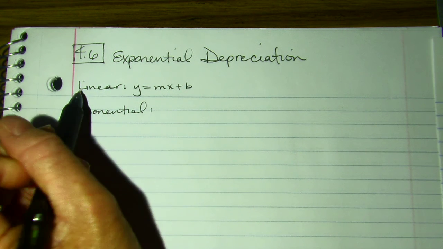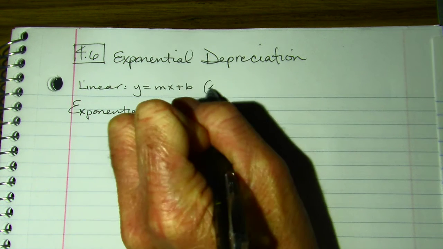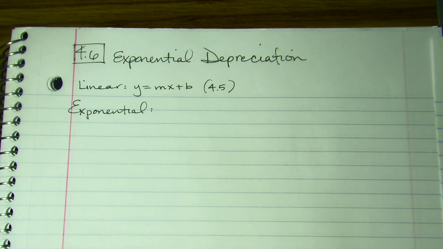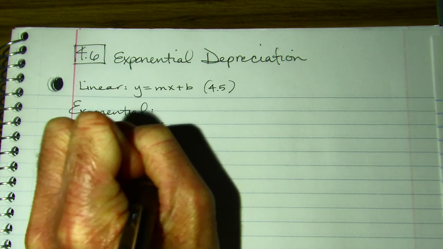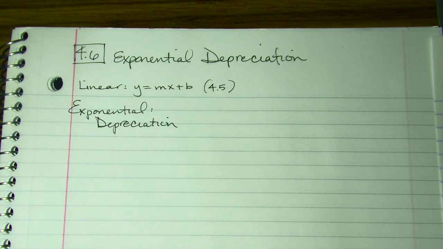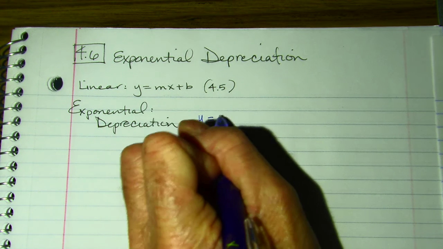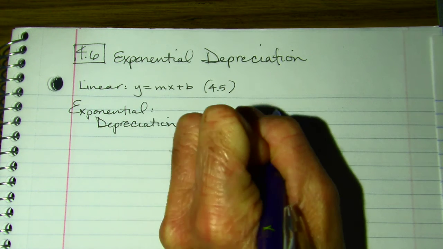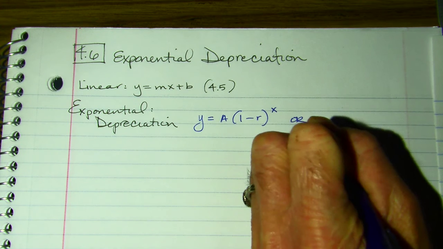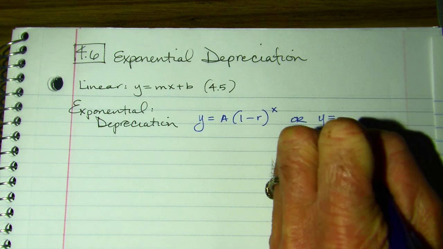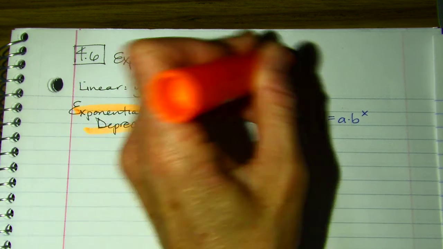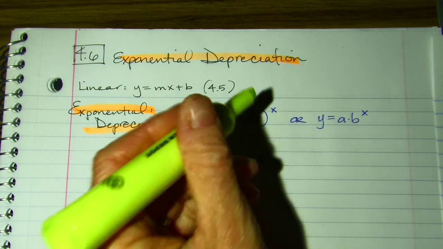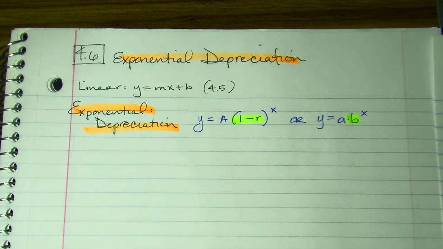So in 4.5, we learned linear depreciation. In this section, we're going to go over exponential depreciation. Our equation can be written in two ways. So y equals a times 1 minus r to the x, or you can think of this as y equals a times b to the x. Either way, let me just highlight this because that's what this section is on. 1 minus our rate is the same as b.